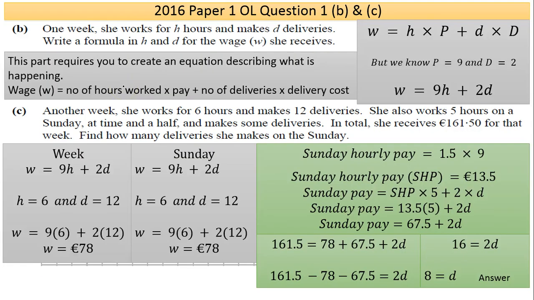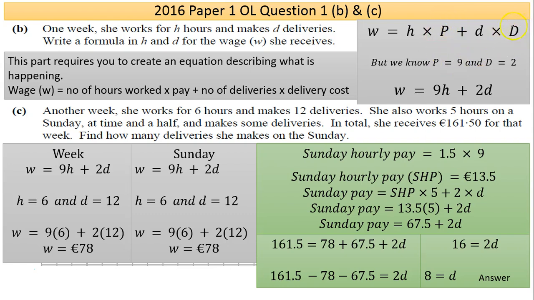If I go on to the answer, you have to make an equation. In words, her wage is the number of hours worked times her pay, plus number of deliveries times delivery cost. So that's the given here in formula: W is equal to H times P plus D times big D. Now her P, we were told, was 9.